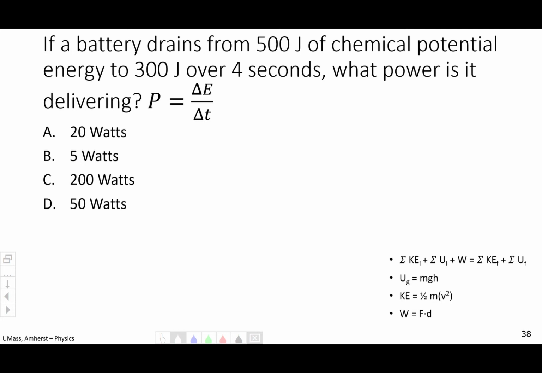All right, if a battery drains from 500 joules of chemical potential energy to 300 joules over 4 seconds, what power is it delivering? Think to yourself, then respond.